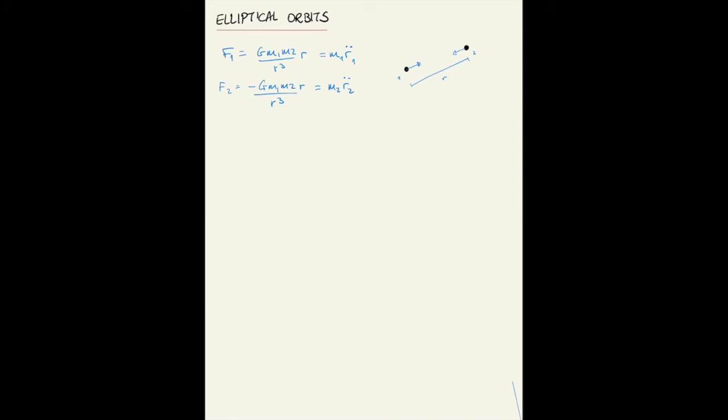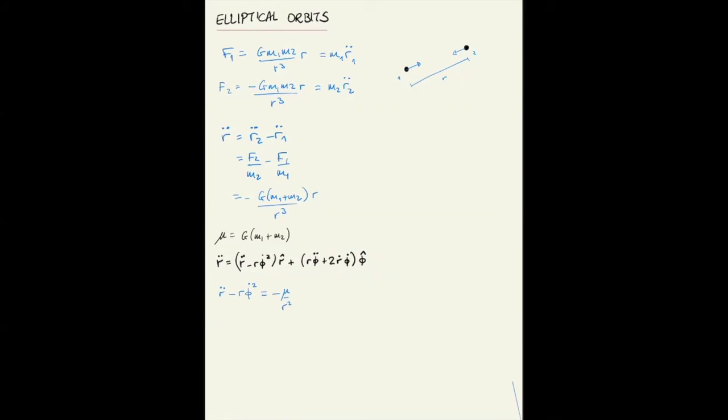So we subtract one from the other and write, now we can define the quantity mu, which is G times the sum of the masses. So we substitute the acceleration, and remember that we only have the radial component, so this becomes, so finding the orbit, that is the equation for the radius vector, means integrating this equation. So to do that, we do a change of variable.